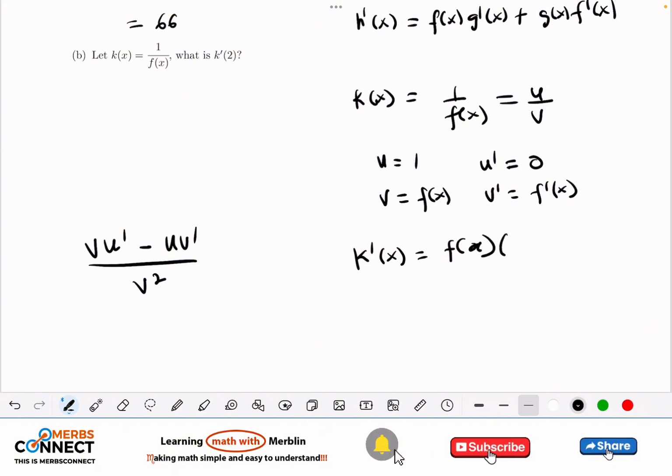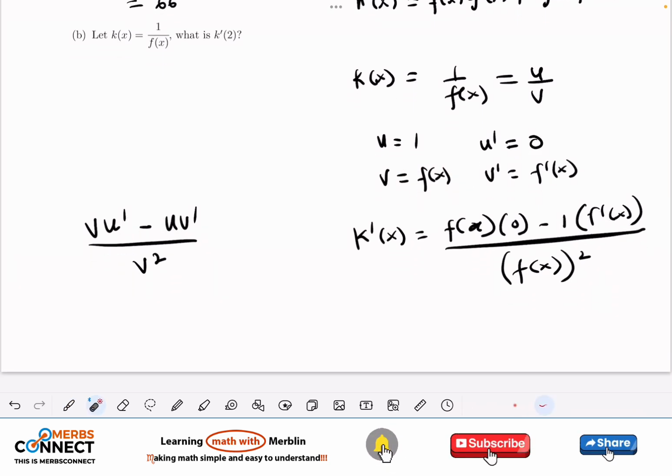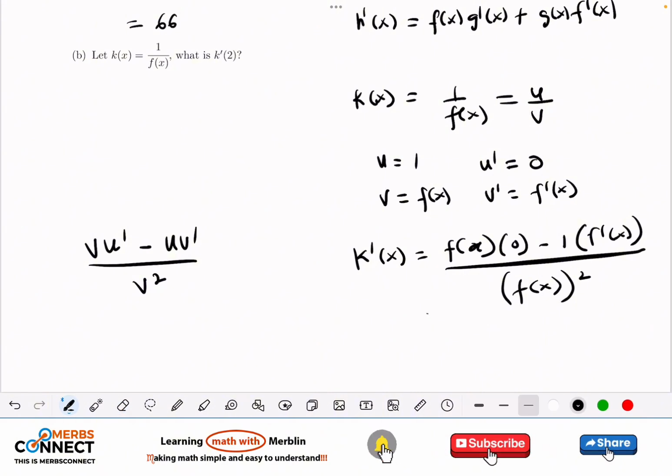What is u prime? u prime is 0 minus, what is u? u is 1. What is v prime? f prime of x, all divided by f of x squared. That is the v squared. So v is f of x. We get something like that. You simplify, and 0 times this will just go to 0. Minus 1 times this will just give us minus f prime of x divided by f of x all squared. So this is what you are going to get at the end of the day, right?